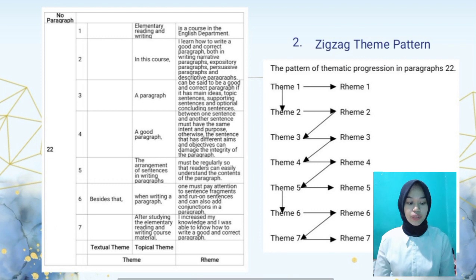In the diagram, we can see the zigzag theme pattern shows the rheme in sentence 2 is promoted to theme 3. The rheme in sentence 3 is promoted to theme 4. The rheme in sentence 4 is promoted to theme 5. And the rheme in sentence 6 is promoted to theme 7.